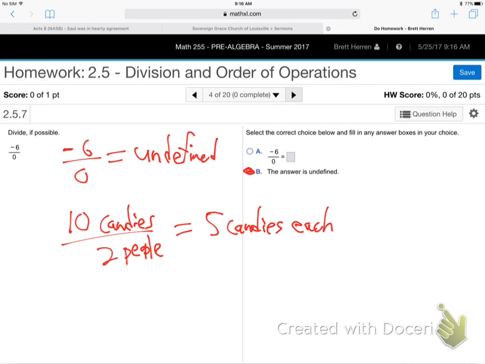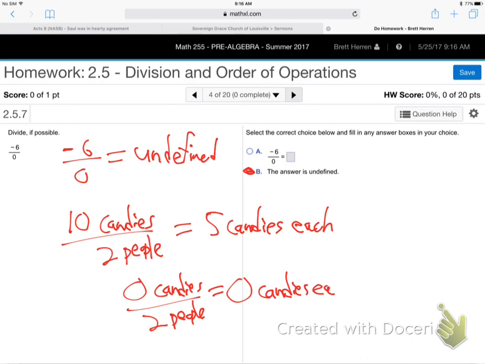Okay, so what would that mean if you put 0 on the top? What if I said you got 0 candies, I'm going to divide that among 2 people. How many candies does each person get? 0. Yeah, 0 candies each, right? That'd just be 0. Not undefined. If 0 was in the top, that would just be 0, right?